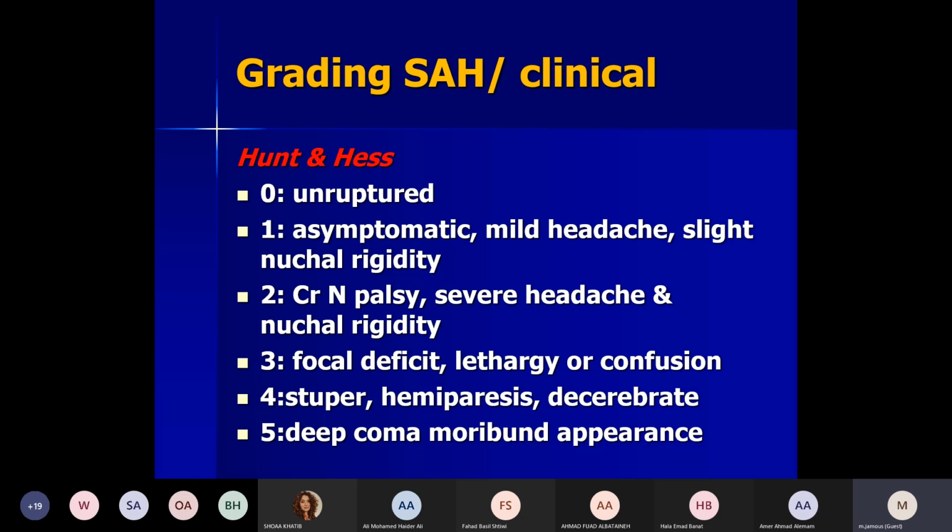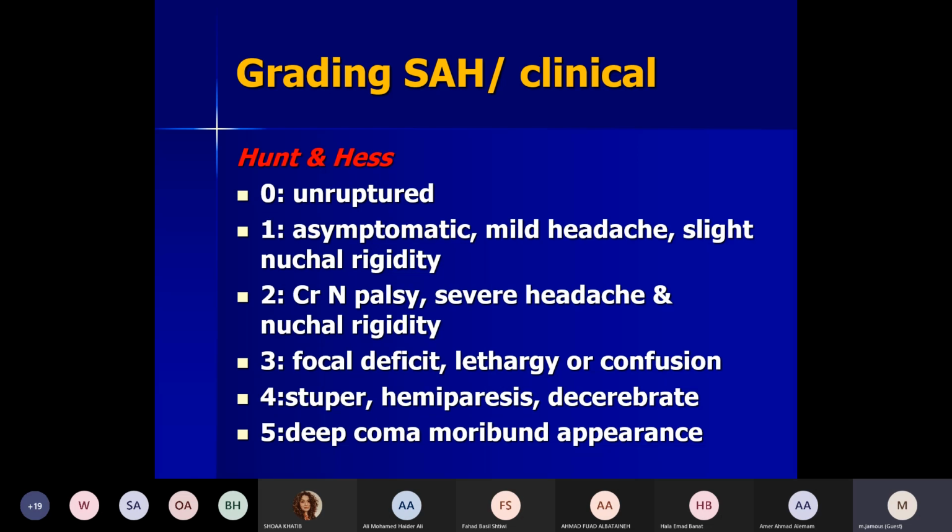This classification, as you see, is based on the clinical manifestation, clinical presentation. So this is clinical grading, and the significance of this grading is the outcome. The outcome is dependent on the presentation. We can say usually grade 1, 2, and 3 is a good grade associated with good outcome. 4 and 5 is the poor grade associated with poor outcome. And this grading is also important for the management, as we will see later.